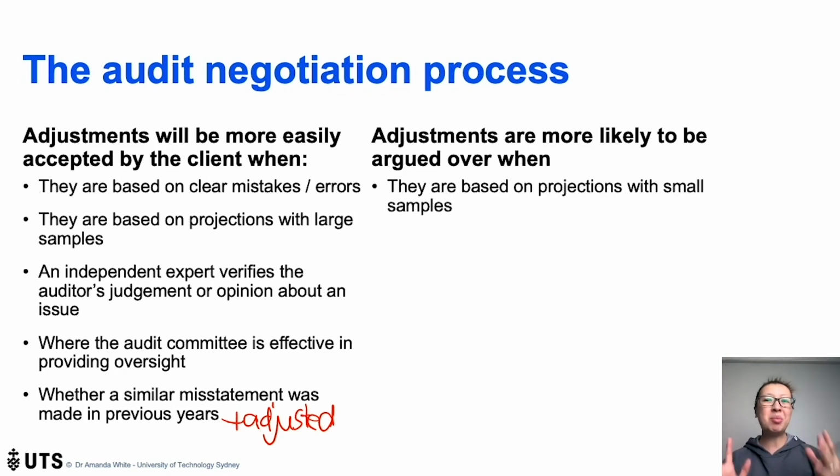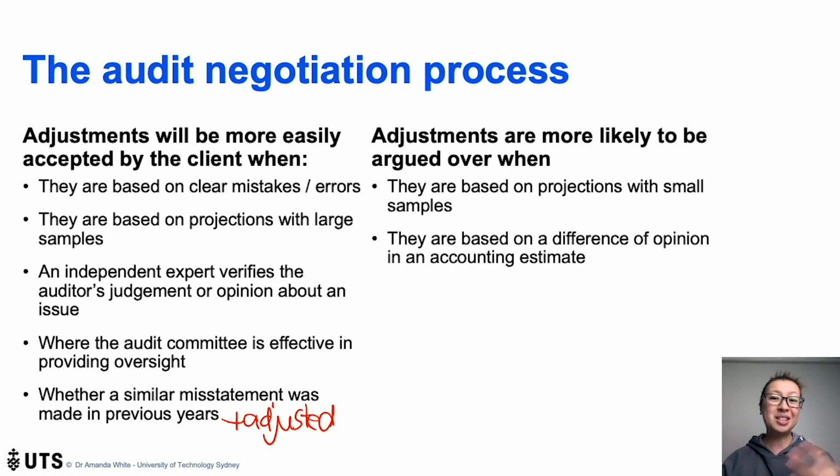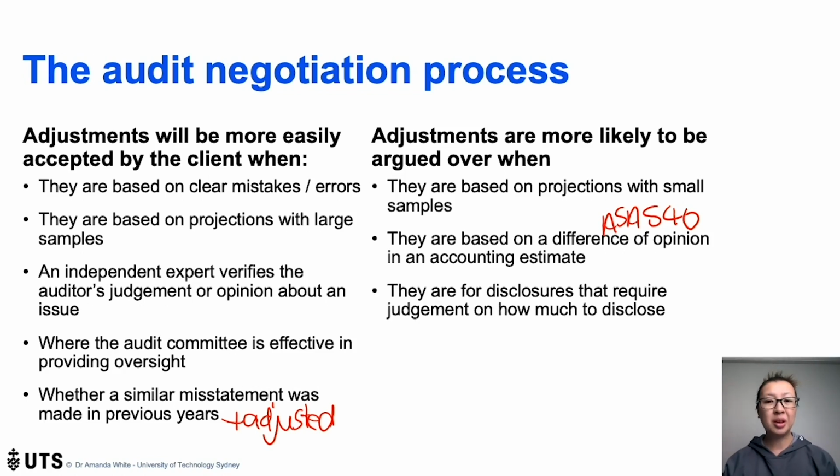Now, adjustments are more likely to be argued over when they're based on projection with small samples. Oh, you only checked this many, you could have made a mistake, there could be an issue. They're based on a difference of opinion, and this is where ASA 540 comes in and says, oh, well, this is an estimate, we're only giving our best educated opinions here. So where there's an estimate, you're expected to see a bit more pushback from the client. Therefore, disclosures that require judgment on how much to disclose.